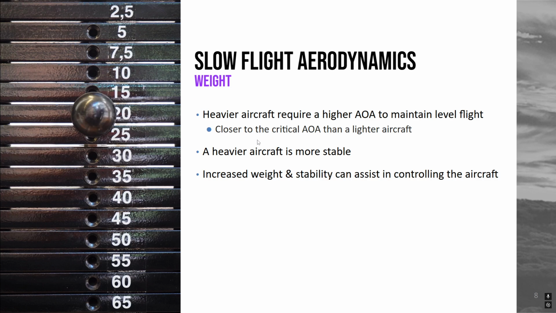Weight when it comes to slow flight. Heavier aircraft require a higher angle of attack to maintain level flight. That means it's operating closer to the critical angle of attack when compared to a lighter aircraft. A heavier aircraft is more stable. In the case of a stall, that heavier aircraft will have a larger tendency to go nose down after the stall, to regain airflow back over the wings. Increased weight and stability can assist in controlling the aircraft.